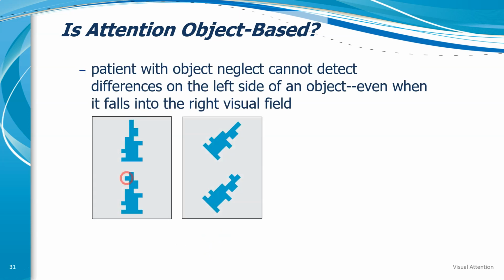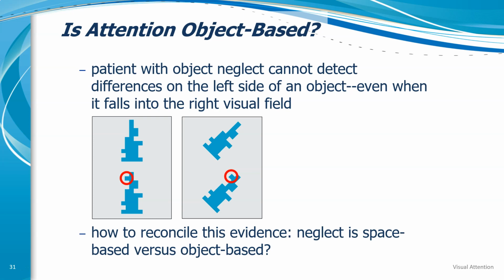Here's another test of that, showing people objects and asking them if they're the same or different. Again, this is a way of testing, are they neglecting the left half of space or the left half of the object? Okay, so in this case, there is one little difference in these two. If people say they're the same, well, they're neglecting the left half of space. In this case on the right, people are, again, missing the fact that these objects are different. But this little square here is in their right visual field. It shouldn't be neglected. It's not in the left half of space. It's on the left side of the object.